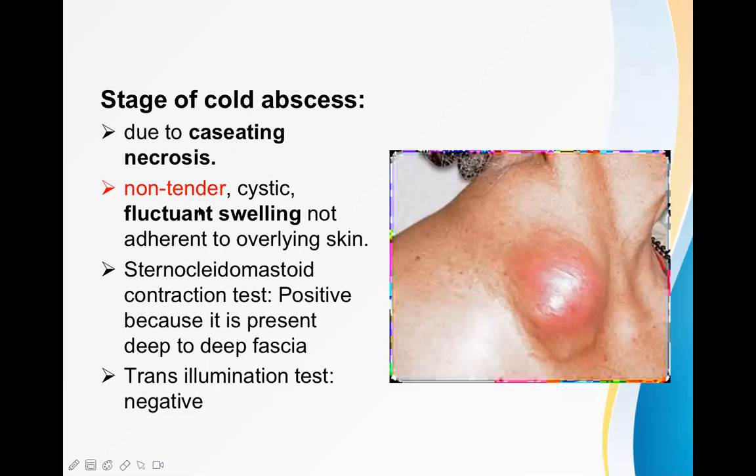Every student knows now. It is a non-tender, cystic, and fluctuant swelling, which is not adherent to the overlying skin. It's a fluctuant swelling. Now what's the meaning here? There is some collection inside. Probably there is caseous necrotic material inside, or you can say some type of pus. But this pus is very different from other bacterial infection pus. Sternocleidomastoid contraction test would be positive because it is present deeper to the deep fascia.